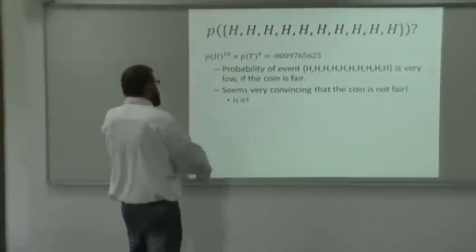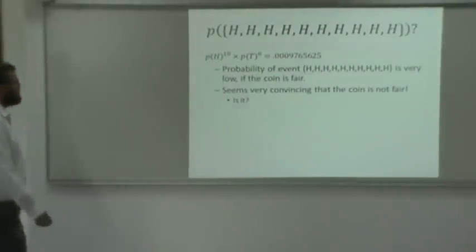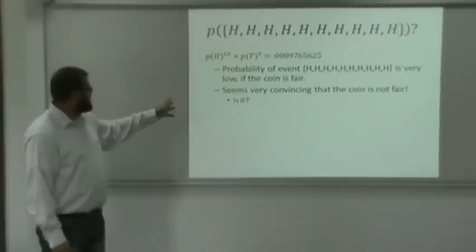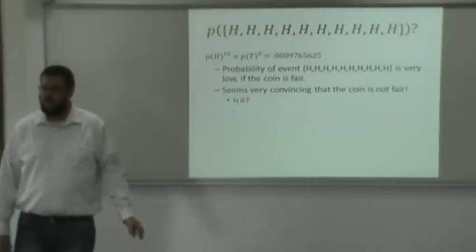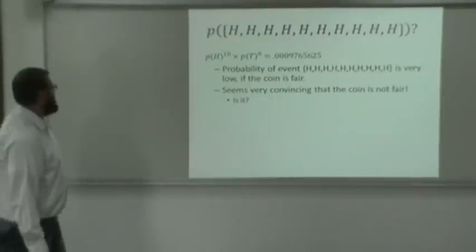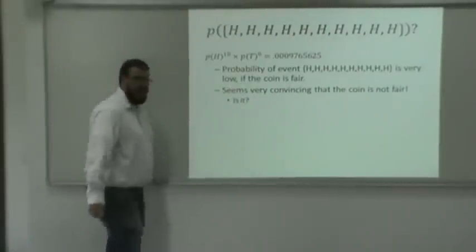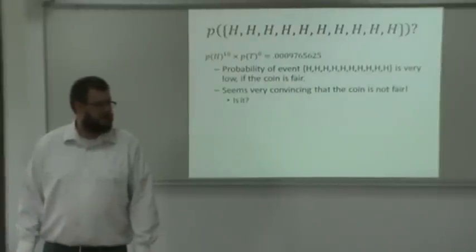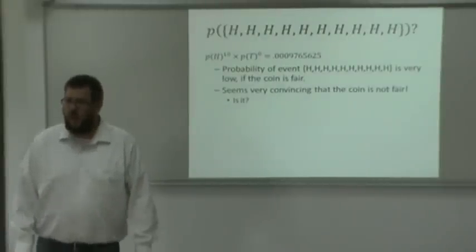All right, so the probability of this event is very, very low if the coin is fair. So this seems on its face like the coin is not fair, right? So maybe we could say if the probability of an event is low, then the coin probably isn't fair. Does that seem reasonable?